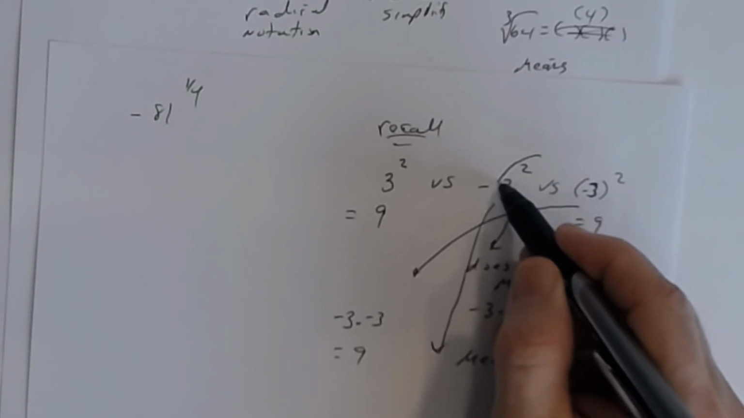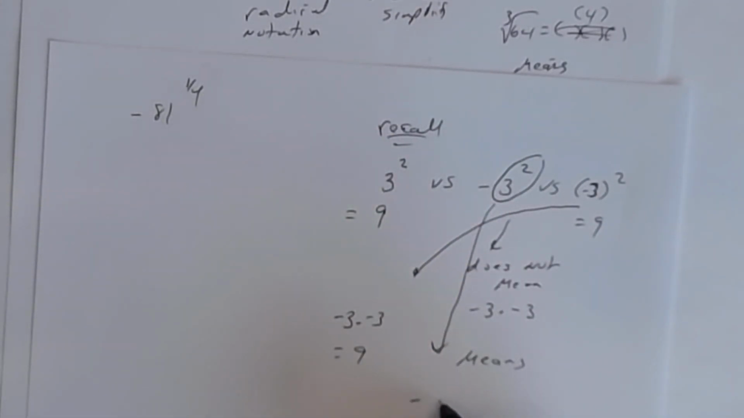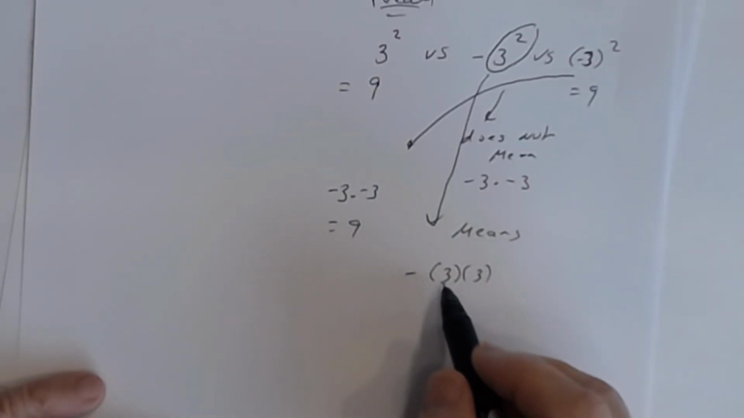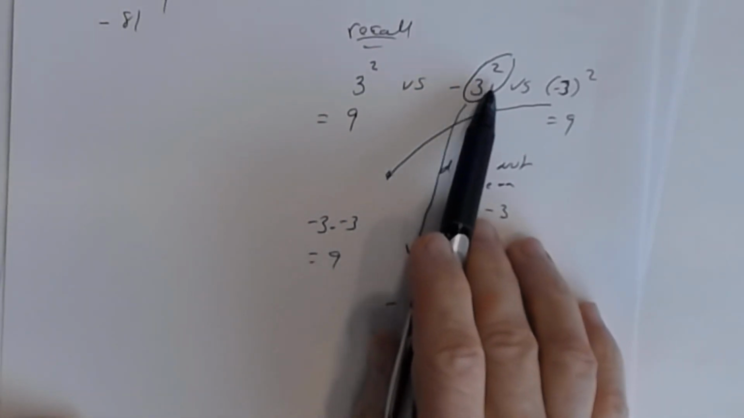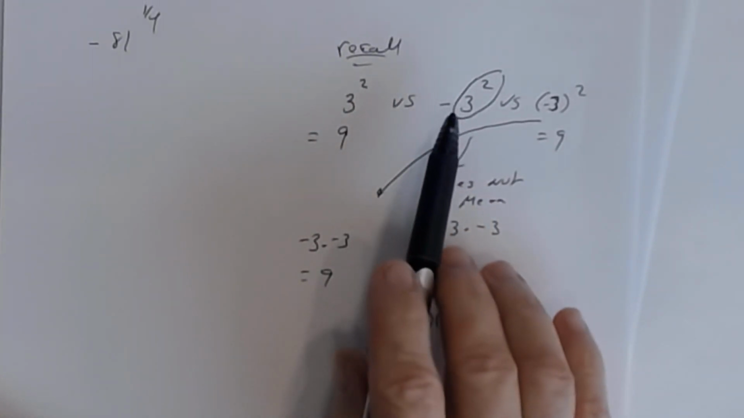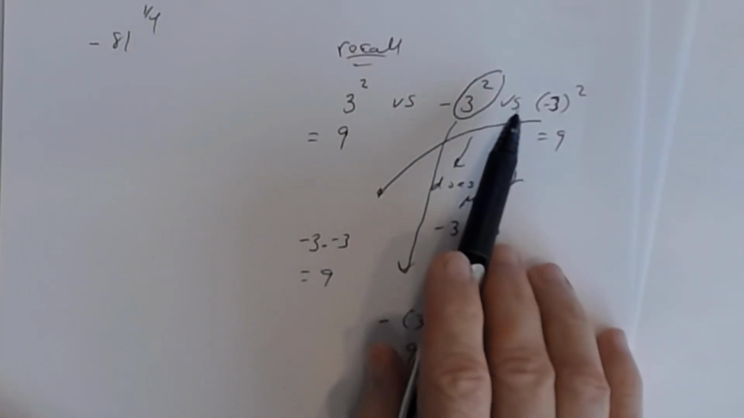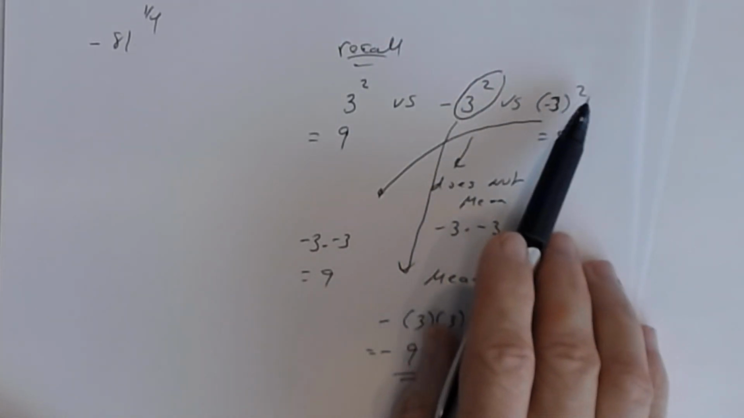This right here, what's being squared is 3 only. So you take 3 squared and you multiply 3 by itself. 3 times 3 is 9, so this becomes a negative 9. So negative 3 squared is negative 9. So there is a difference between negative 3 squared and negative 3 in parentheses squared.